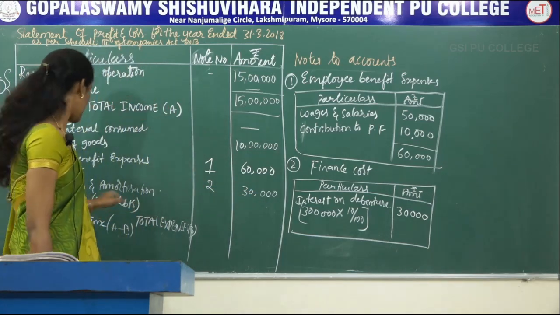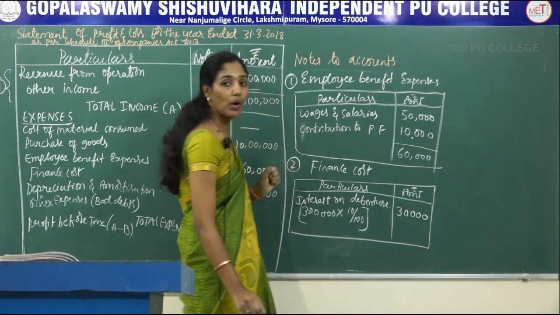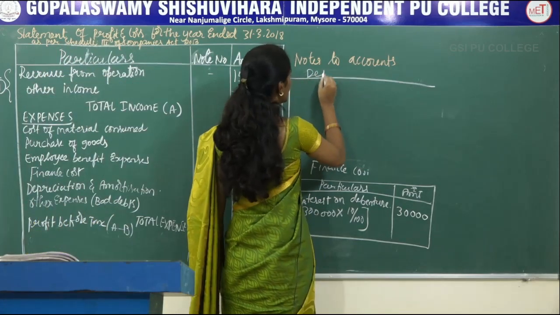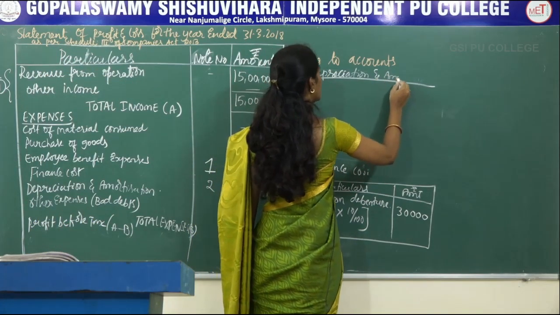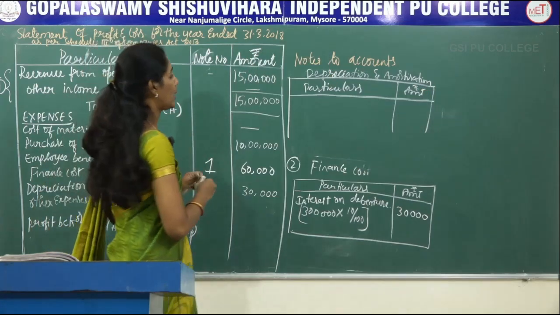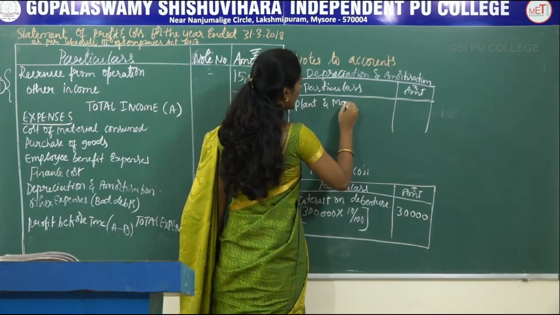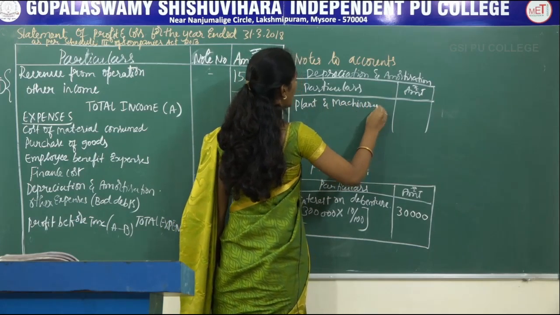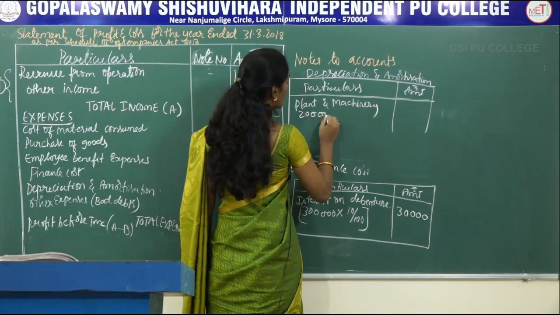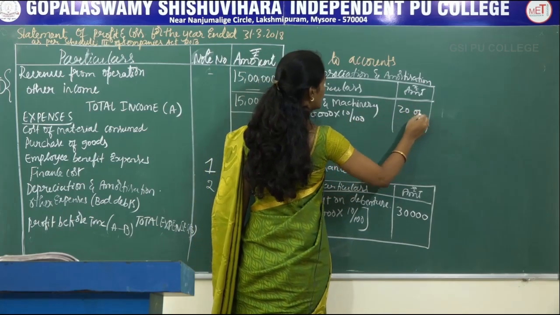The next, depreciation and amortization. Yes, you have to prepare a working note for calculating depreciation and amortization. Depreciation and amortization, particulars, amount. Depreciation on plant and machinery at 10%. Plant and machinery. What is the actual amount of plant and machinery? That is rupees 2 lakh. 2 lakh into 10 divided by 100, you will get 20,000.